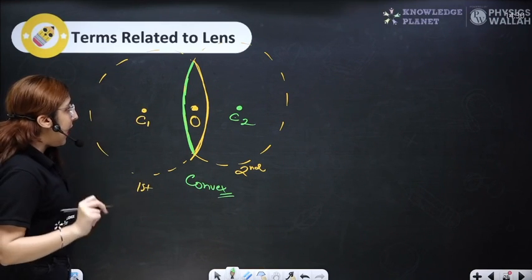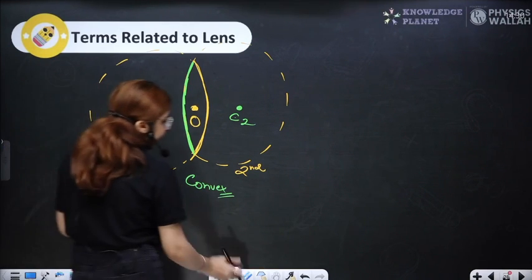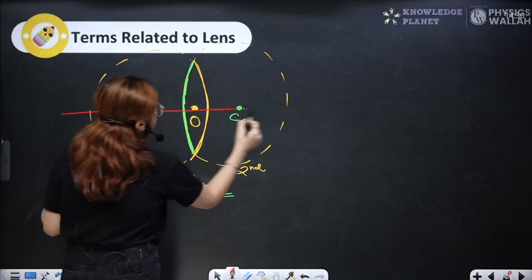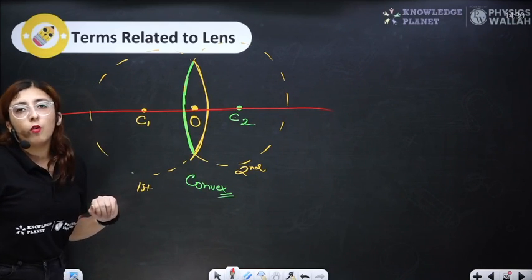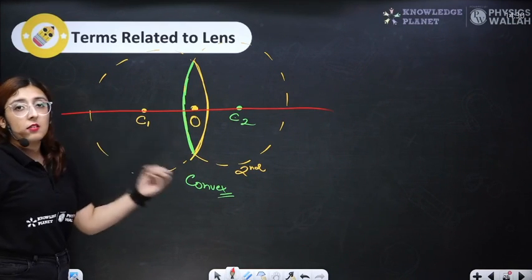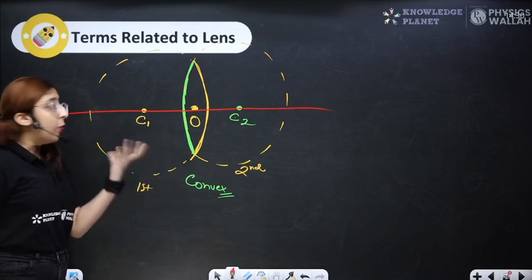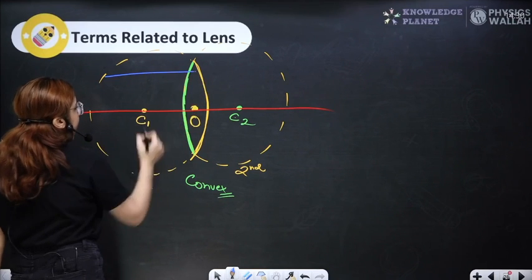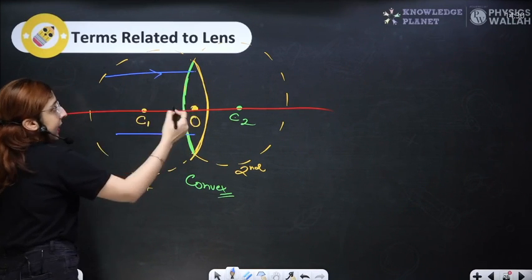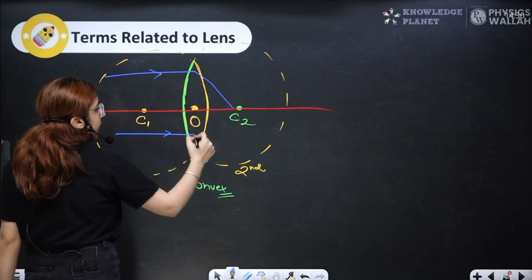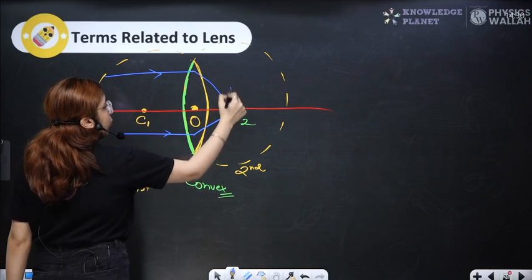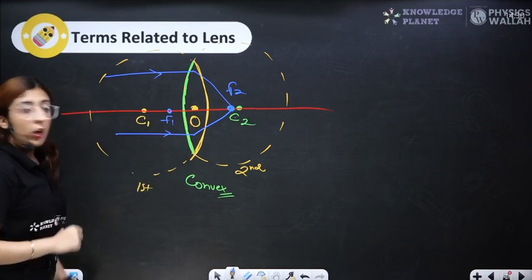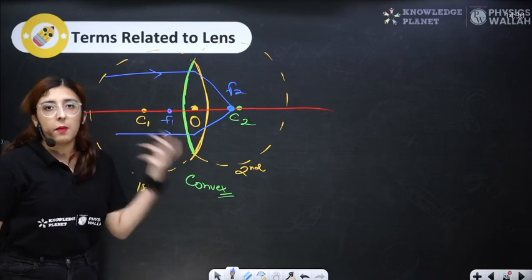Now, of course, there will be a line passing through the optical center and center of curvature. You are going to call it as principal axis. Moreover, I am telling you, convex lens is a converging lens. So, what will happen now? Let me show you the light rays. They are going to pass through the lens, and they will converge at focus 2, not your focus 1. So this is a static thing that you need to remember.